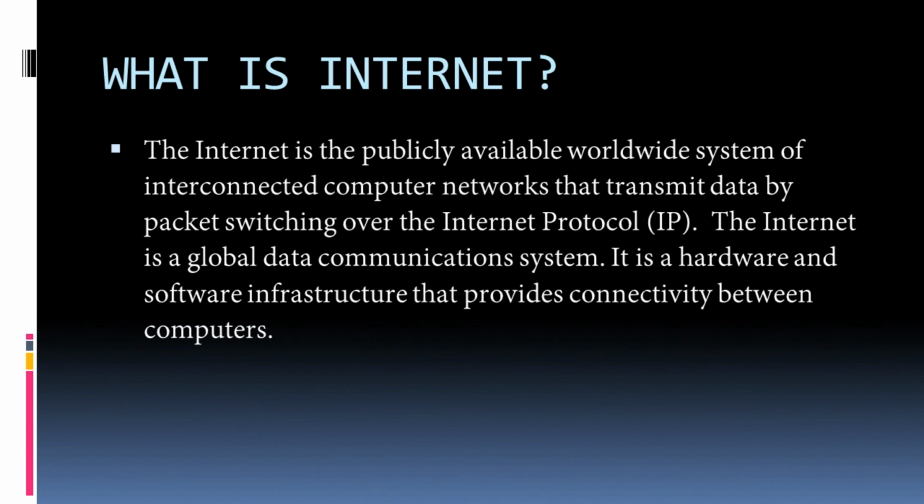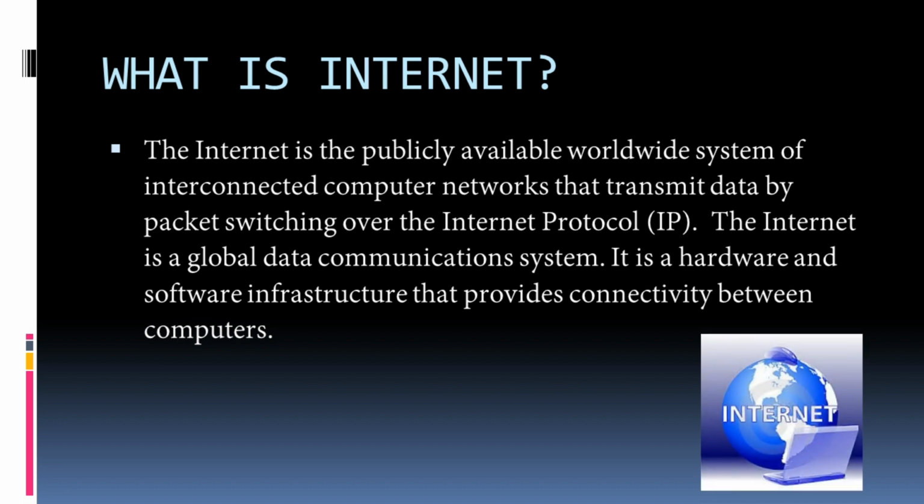Advantages and disadvantages of internet. What is internet? The internet is the publicly available worldwide system of interconnected computer networks that transmit data by packet switching over the internet protocol. The internet is a global data communication system. It is a hardware and software infrastructure that provides connectivity between computers.